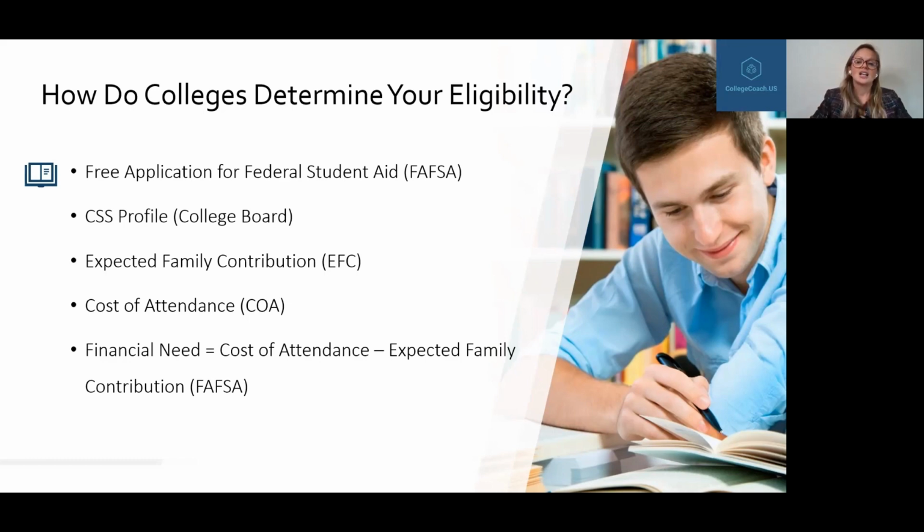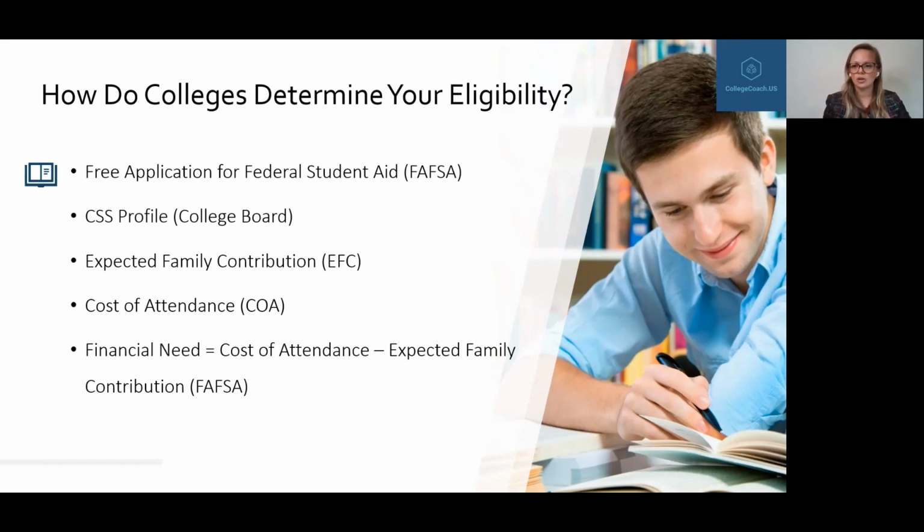So from those two forms, they figure out an EFC, expected family contribution. This is what they decide, whether it's the government or the school, that a family can afford to pay for 1 year of college for one student. Then every school has their own cost of attendance. And I'm throwing a lot of these words at you because this is going to be really important when we get to the actual financial aid awards, so that you understand how this all ties in.